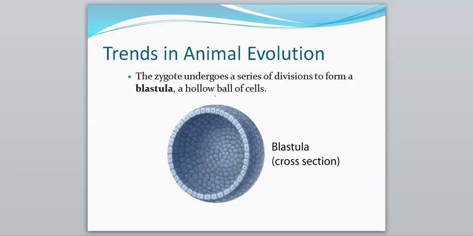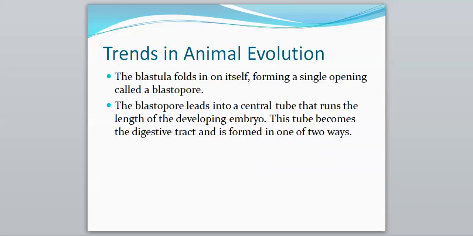And this zygote will undergo a series of divisions to form what is known as a blastula, or a hollow ball of cells. So all animals at some point in their life look like this. They just look like a hollow ball of cells that is formed after the sperm and the egg have come together. And the blastula will then fold in on itself, forming a single opening called a blastopore. And this blastopore will lead into a central tube that runs the length of the developing embryo. This tube becomes a digestive tract, and it's formed in one of two ways.